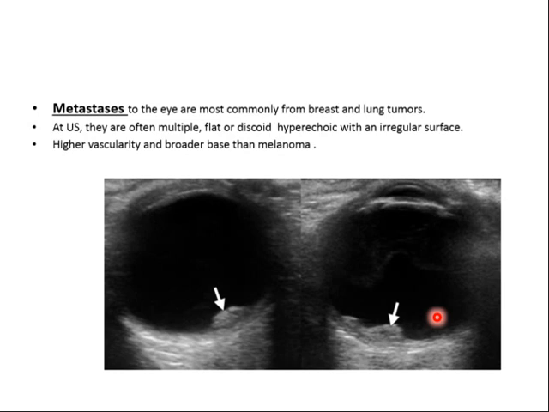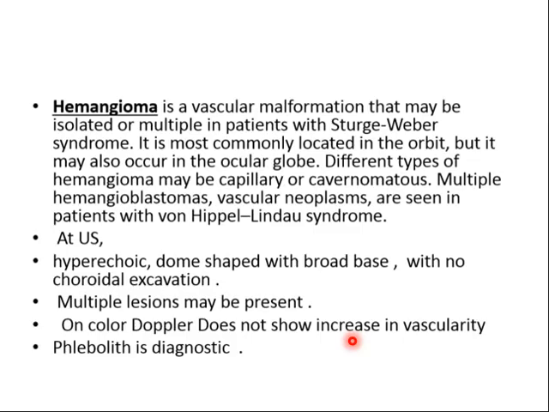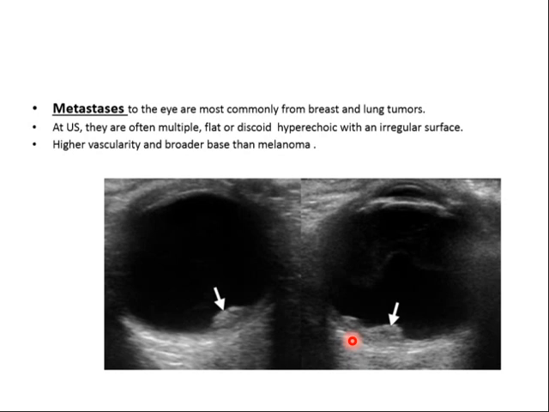Also, there is metastasis to the eye, and this is most commonly caused by female breast and male lung tumors. At ultrasound, it shows sometimes multiple flat or discoid hyperechoic lesions. But in the melanoma it was low or medium, but here hyperechoic, with an irregular surface. It's highly vascular with a broader base than the melanoma, and the vascularity is more than that of the melanoma. So if the base is wide, it's more in favor of metastasis. If the base is narrow, like the collar button that we saw previously, it's more in favor of melanoma.